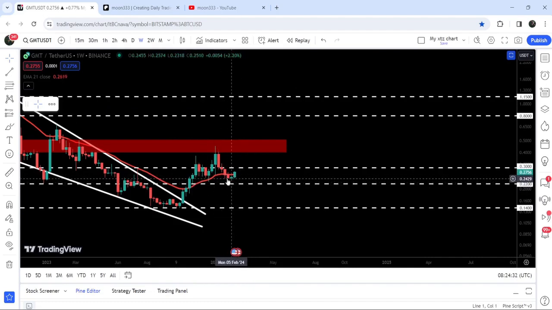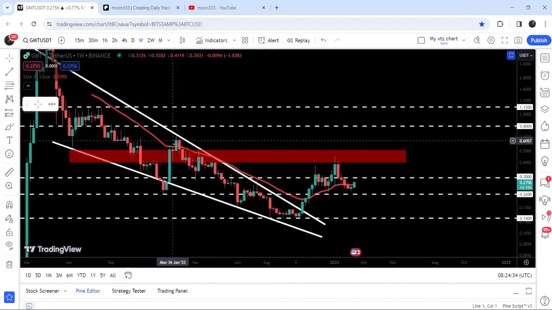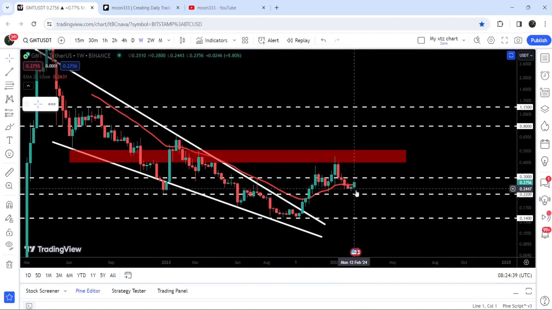exponential moving average 21. That was previously working as a resistance here. And here for a few weeks, we broke it out. And for a while, for 1 or 2 weeks, we broke it down again. And now we are again breaking it out.